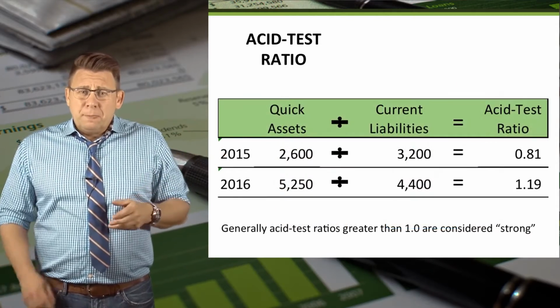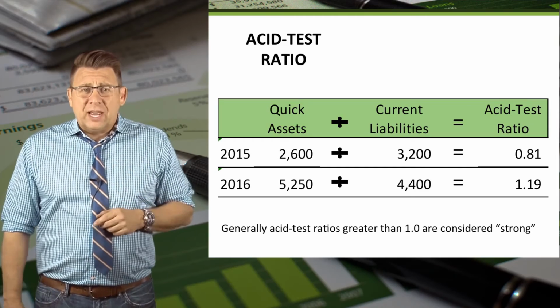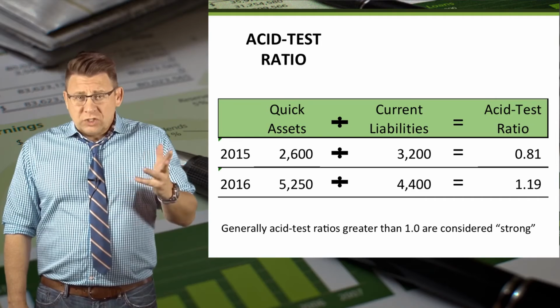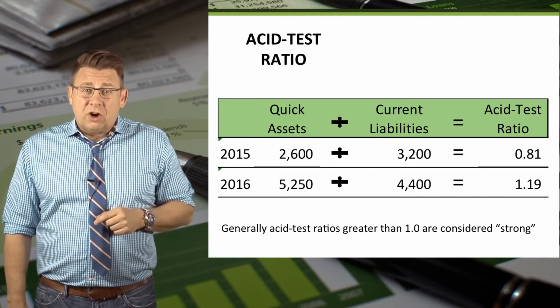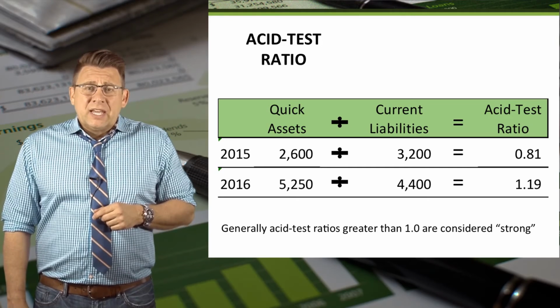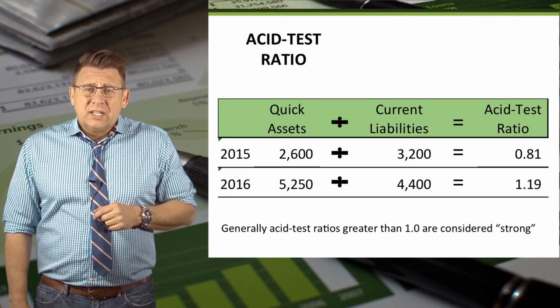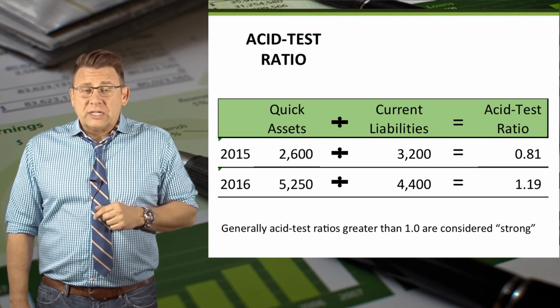For 2015, cash, short-term investments, and net AR divided by current liabilities gives us an acid test ratio of 0.81, which is pretty good. For 2016, cash, short-term investments, and net AR divided by current liabilities gives us an acid test ratio of 1.19. Generally, ratios greater than 1.0 are considered strong.